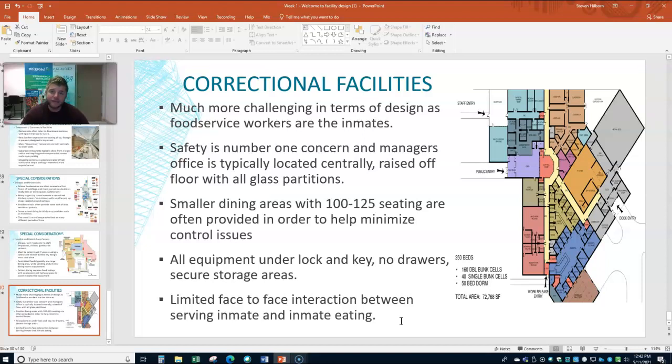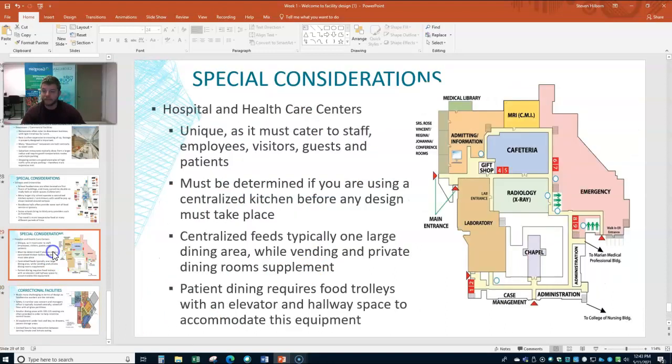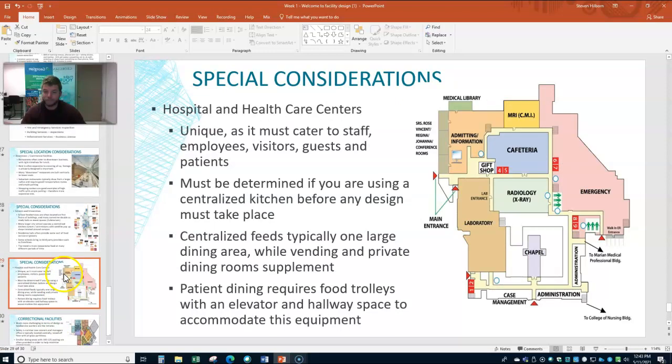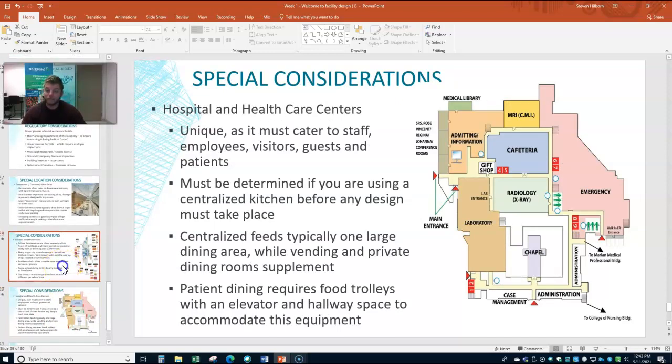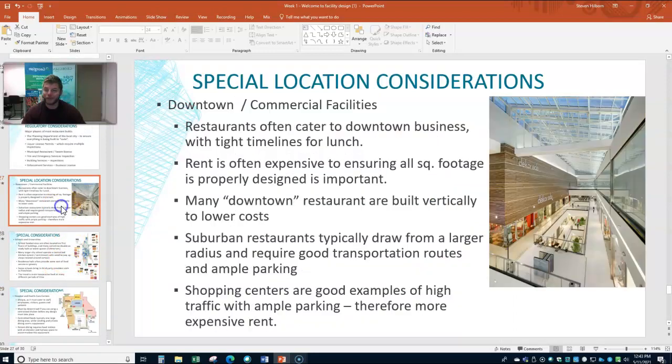The idea is that when it comes to facility design and when it comes to food service, we are all humans. We all have to eat. But we all are going to eat in different ways depending on where we find ourselves in life. Hopefully we're never finding ourselves in a correctional facility or really a hospital. But chances are we're going to be in one or the other sometime. Hopefully we're all in schools and we're all going to these lovely downtown commercial facilities.